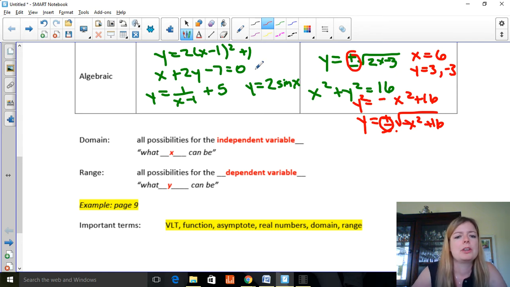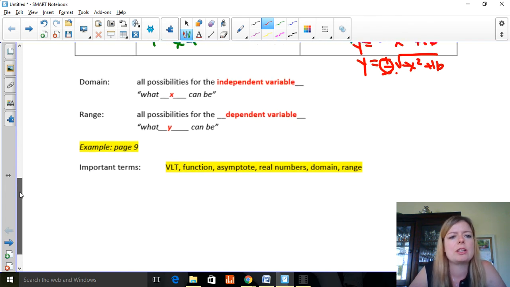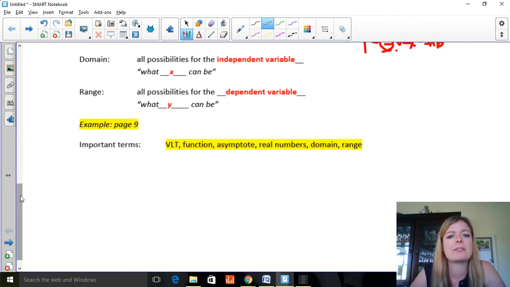Okay. So let's recall our definitions of domain and range. Domain are all possibilities for the independent variable. So when you're looking at the equation, you're thinking, what x's can I put into this equation without breaking it? So if it's a linear or a quadratic, you can put in anything you want and you'll get an output, okay, unless it's a realistic situation.